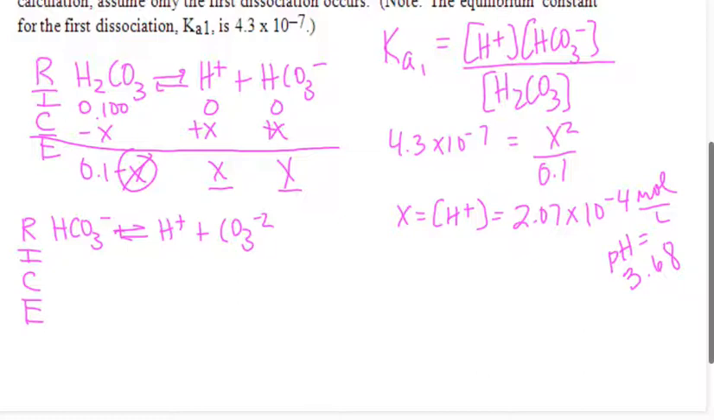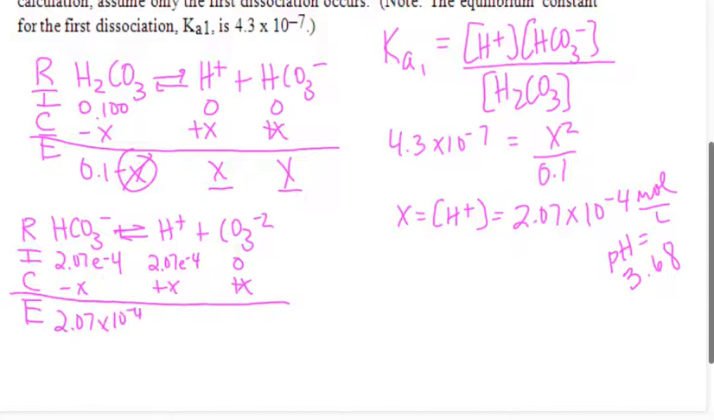The initial concentration of HCO3 minus is what? 2.07 E negative 4. Our H plus also has an initial concentration of 2.07 E negative 4, and 0 for CO3 minus 2. So our change is minus X, plus X, plus X. So we get 2.07 times 10 to the negative 4 minus X, 2.07 times 10 to the negative 4 plus X, and X. We're going to drop this X and this X just for the purpose of solving for X.